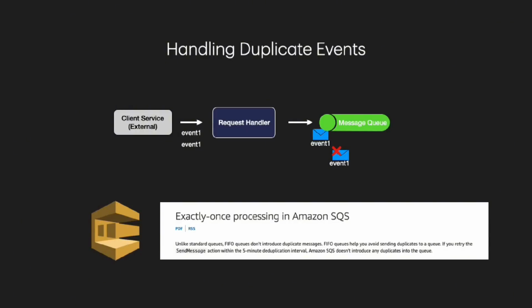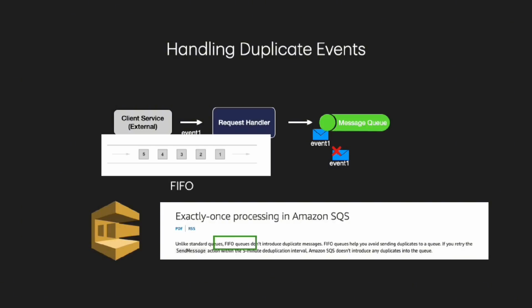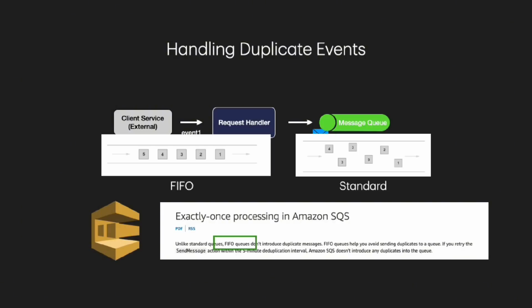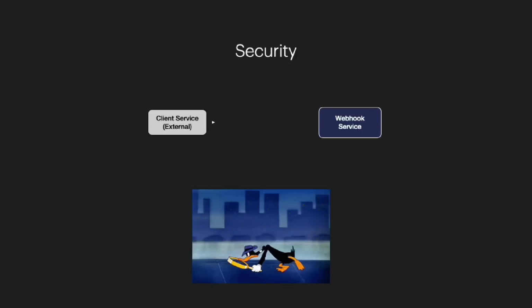However, deduplication is typically supported in FIFO queues, which is slower than standard queues. If we want to use the more performant standard queue, we can use a simple in-memory database lookup with a TTL to implement deduplication. Finally, let's talk about security.